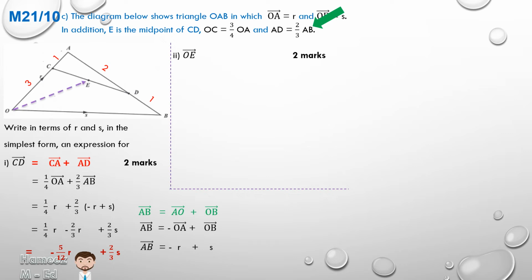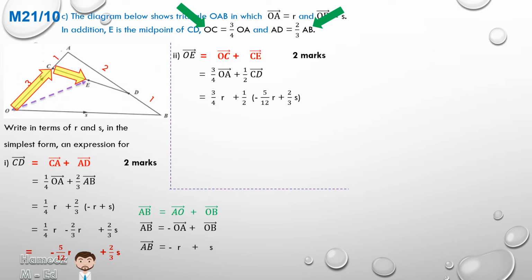Now, in part 2, what is OE? So how do you go from O to E? We can go from O up to C, and then from C to E. So let's write that down. OE is equal to OC plus CE. And what is OC? OC is a fraction of the entire length of OA. OC is 3/4 of OA. And what is CE? Remember, E is the midpoint of that line. So CE is a half of CD. And we just solved CD in part 1. So let's substitute: 3/4 R, plus a half of minus 5/12 R plus 2/3 S.